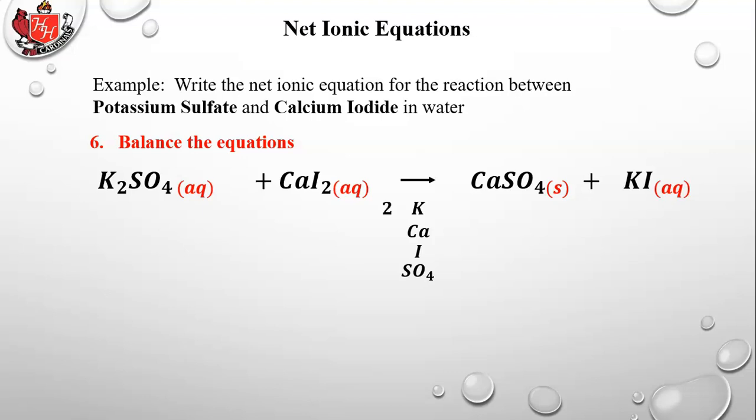So we're going to count atoms. We have 2 potassium and 1 potassium. That's K. We have 1 Ca and 1 Ca. We have 2 iodide and 1 iodide, or iodine. And then we have SO4. We have 1 on each side.